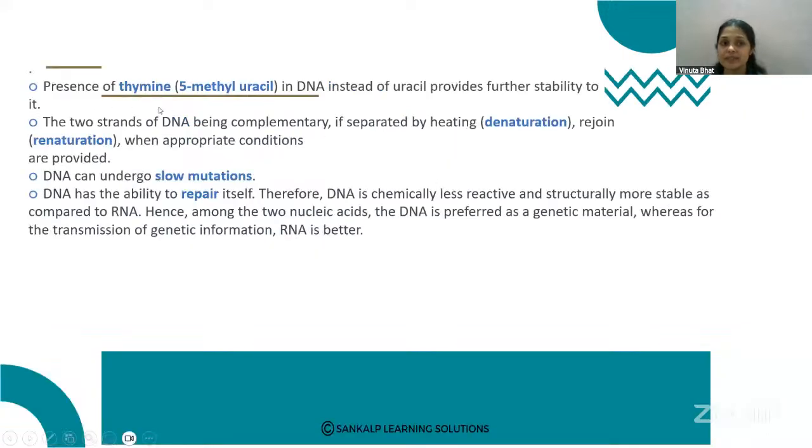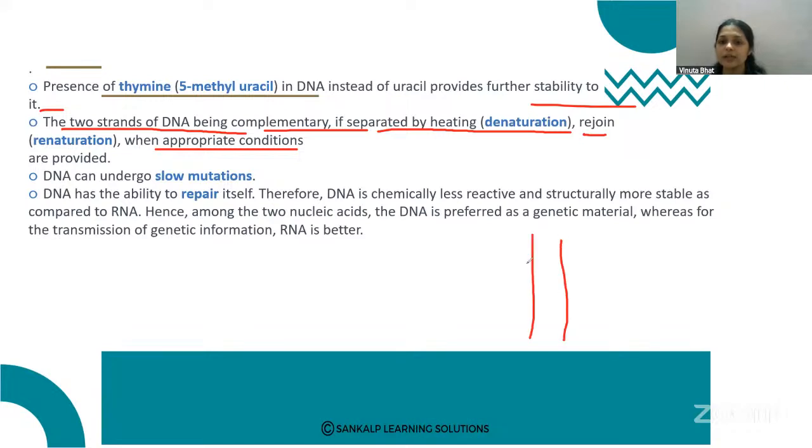The presence of thymine in DNA instead of uracil provides stability to the DNA. The two strands of DNA are complementary; if separated by heating, they rejoin when appropriate conditions are provided. DNA is double stranded. To separate the double strand, the separation of the DNA strands is called denaturation. After that, when suitable conditions are present, DNA again becomes double stranded.